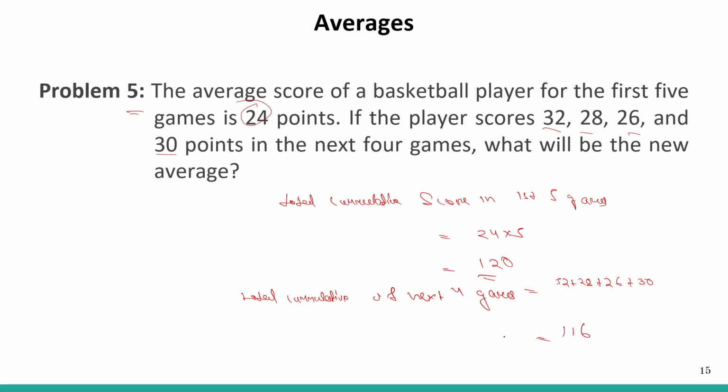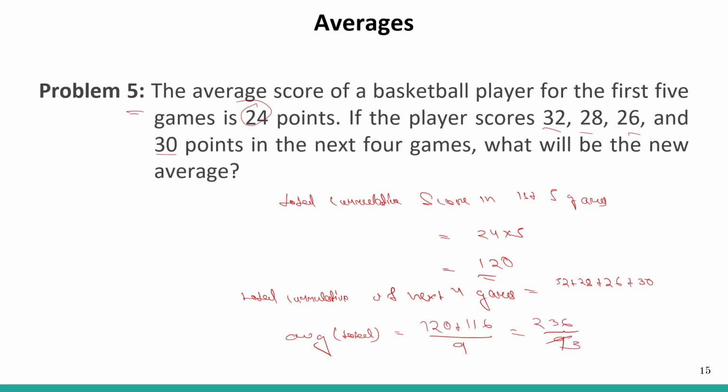So the total average, including all these 9 games, is equal to the total cumulative of the first 5 games plus the total cumulative of the next 4 games, that is 120 plus 116, whole by 9, that is 5 plus 4. So this is 236 by 9.